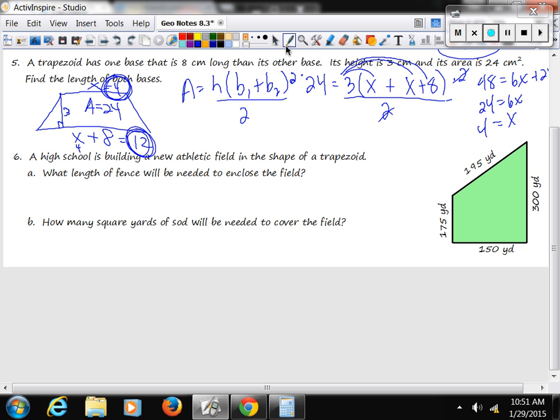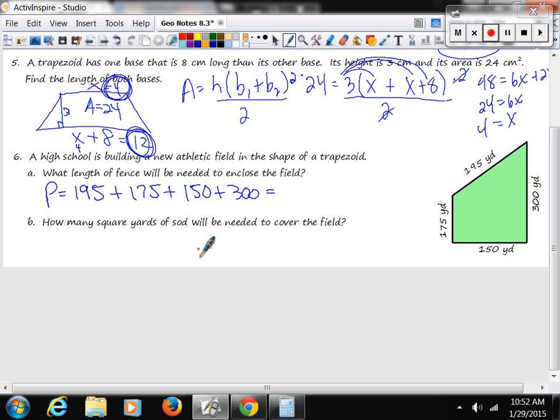The last one. The high school is building a new athletic field in the shape of a trapezoid. What length of fence will be needed to enclose the field? How do I figure out that? That's perimeter. How much fence is needed to keep all the students inside? We don't want you guys escaping or anything like that. So we want to get the perimeter. P equals 195 plus 175 plus 150 plus 300.